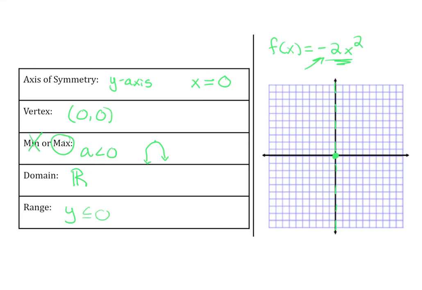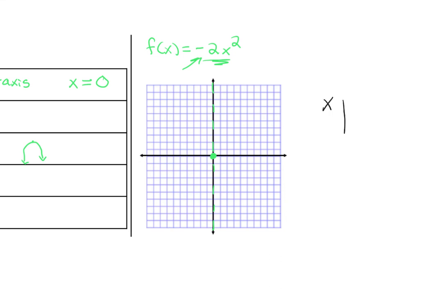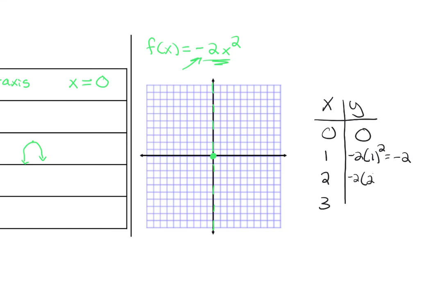Okay, now we actually have to graph this thing. So what we're going to do is make an xy table and immediately put the vertex on there, 0, 0. And I'm just going to pick some numbers to the right of the vertex and plug them in. Negative 2 times 1 squared, that is negative 2. Negative 2 times 2 squared. Remember, you have to do the exponent first, so 2 squared is 4, times negative 2 is negative 8. Let's do 3, negative 2 times 3 squared. 3 squared is 9 times negative 2, negative 18.